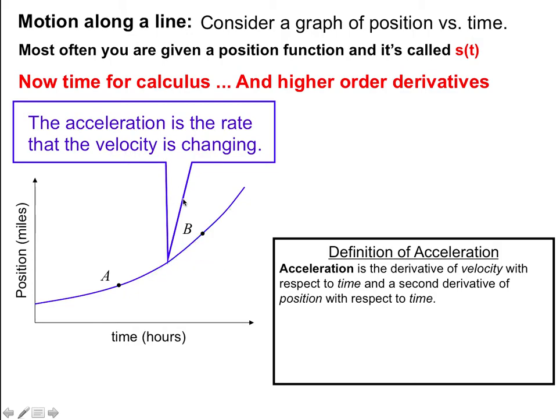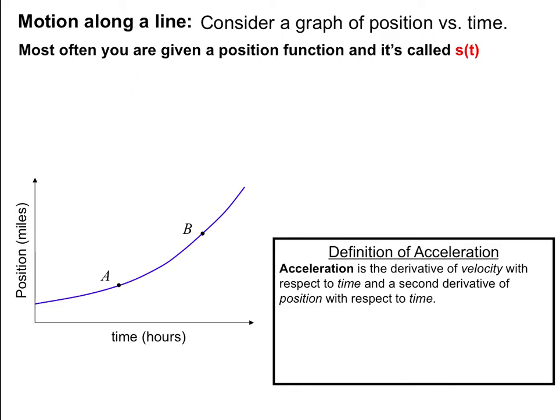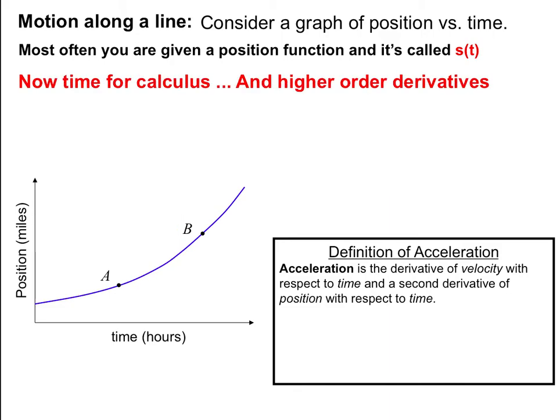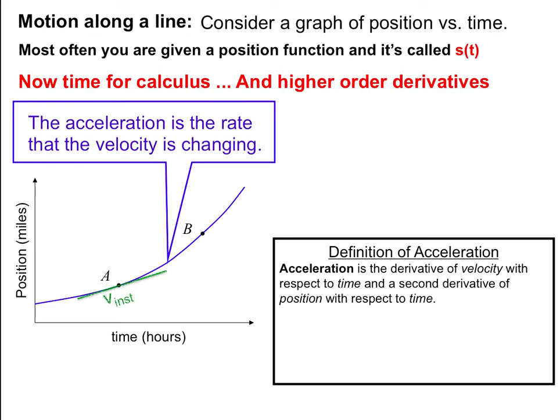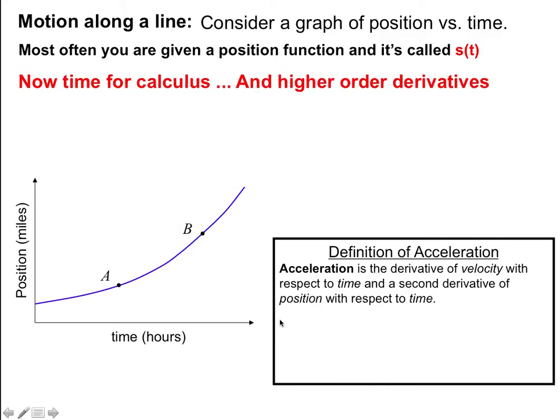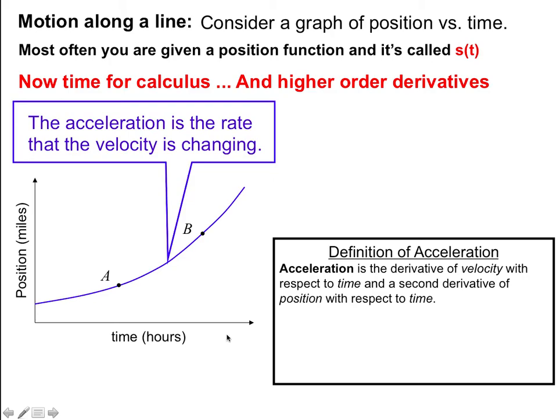So if we take a look at our instantaneous velocity at A and our instantaneous velocity at B, trying to get both of them to show up here.